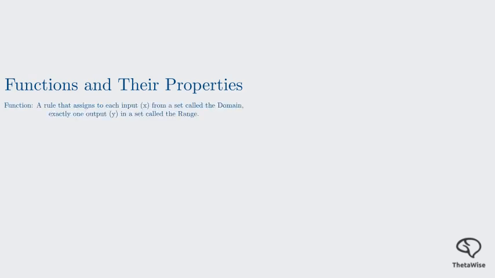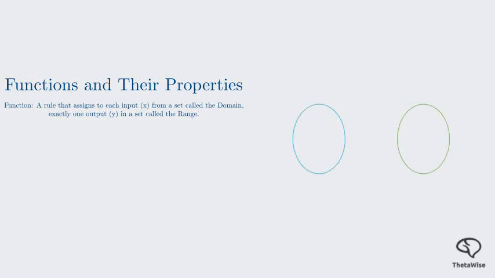By the end of this section, you'll be able to define a function, find its domain and range, and identify key characteristics like injectivity, surjectivity, and whether it's even or odd. So what exactly is a function? At its core, a function is a special kind of relationship between two sets of numbers. We call the first set the domain and the second set the range. The key rule is that for every single input from the domain, there is exactly one output in the range. You can't have an input that gives you two different outputs.